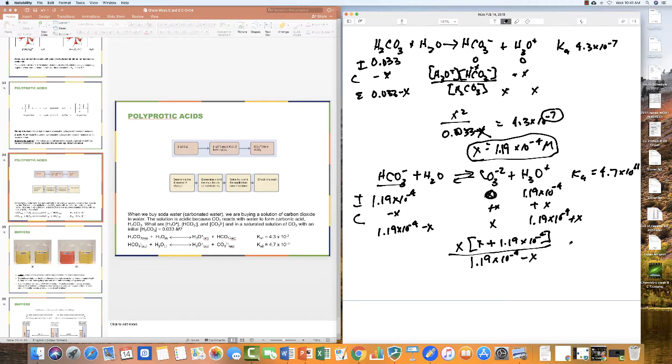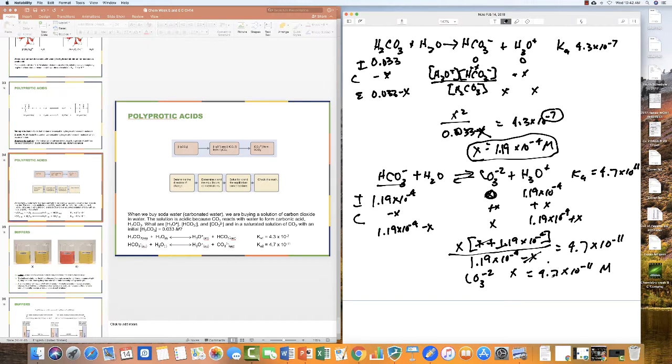And again, even though this is 10 to the minus 4, it's compared to a number that's exceedingly small, 10 to the minus 11. So we can eliminate this x, and essentially this leaves you with x equal to 4.7 times 10 to the minus 11 molar. So that's the carbonate concentration.